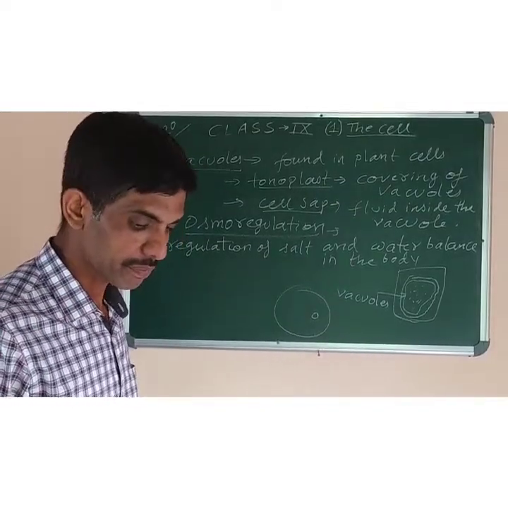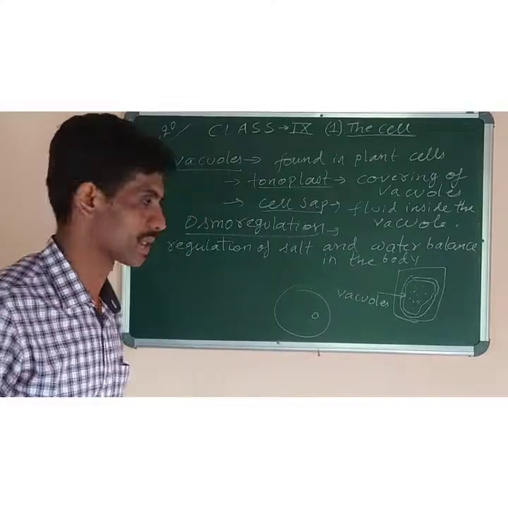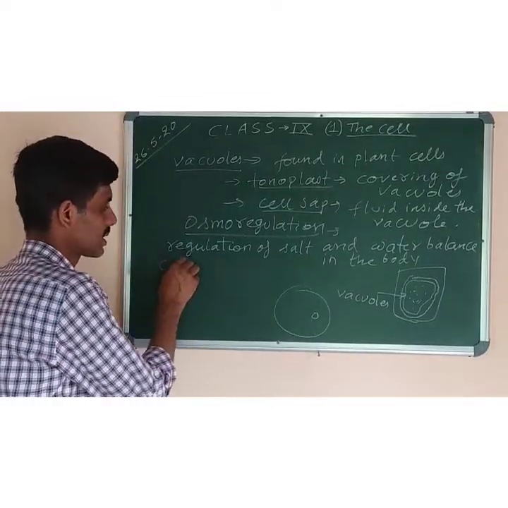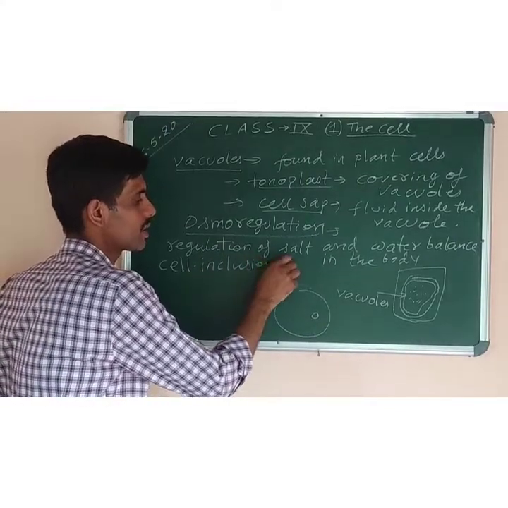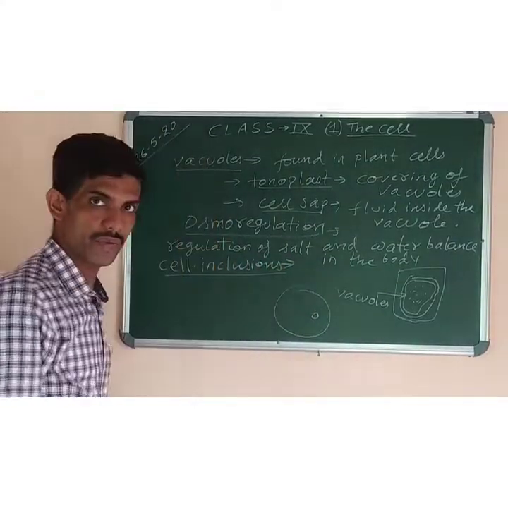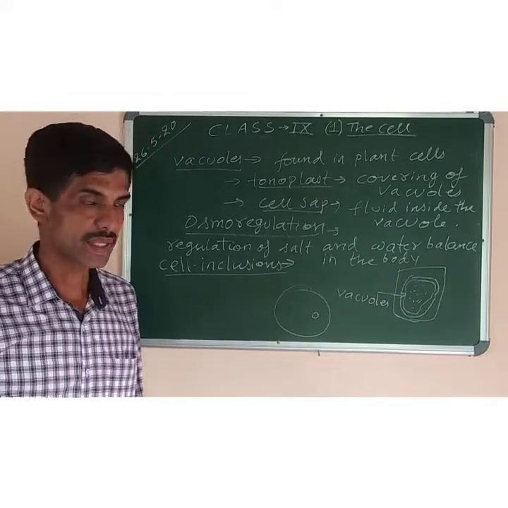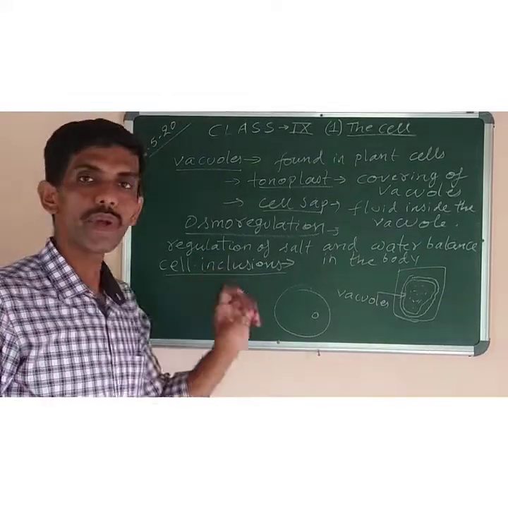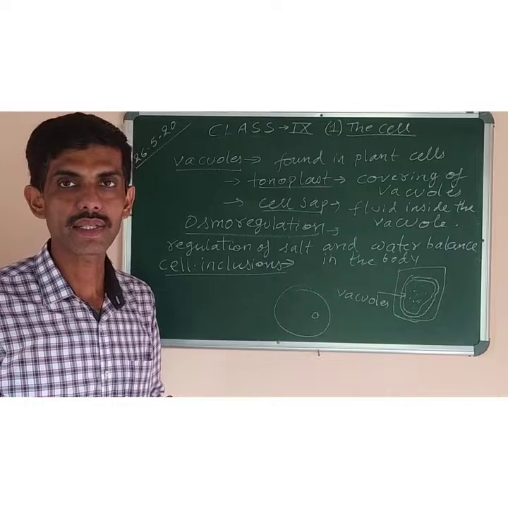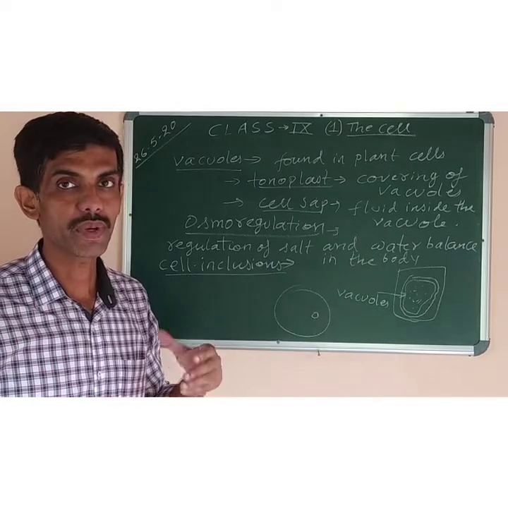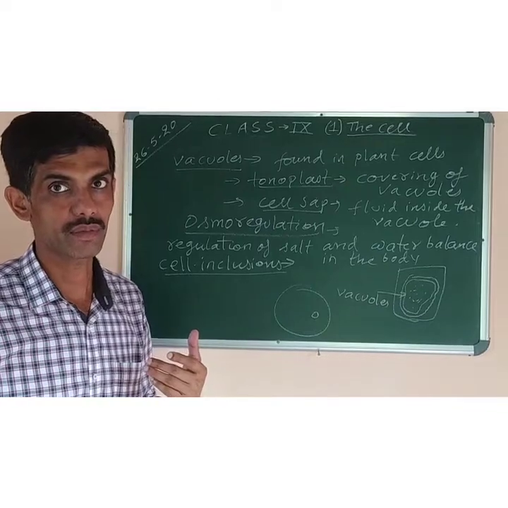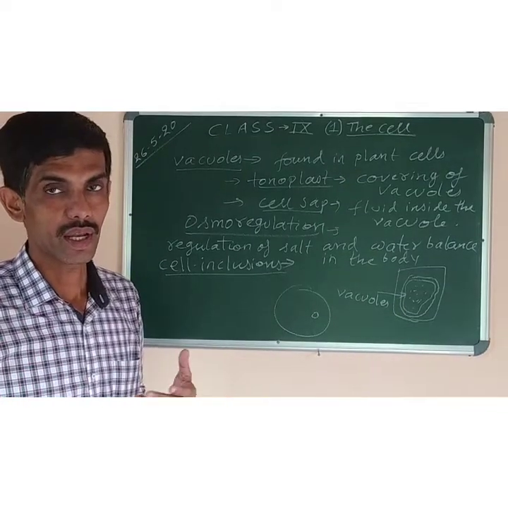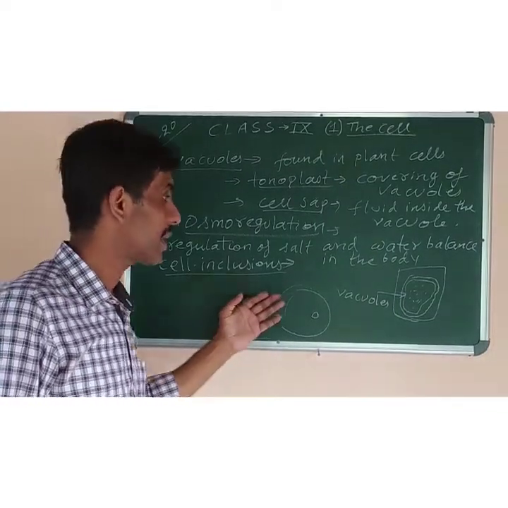Now next, what are cell inclusions? The next topic is cell inclusions. Till now you have studied about the cell organelles only. All the cell organelles we have finished, the living parts of the cell. There are some non-living parts within a cell. Like plant cells, they do not have any special excretory system or organs. Like we human beings have the excretory system, which consists of kidney, liver and all. But plants do not have any excretory system.